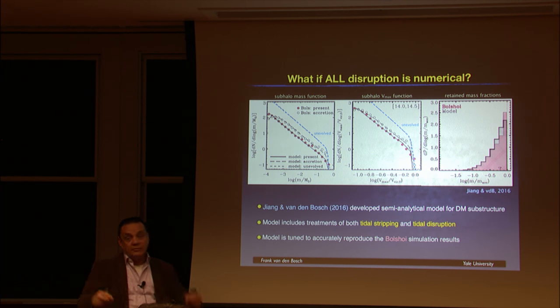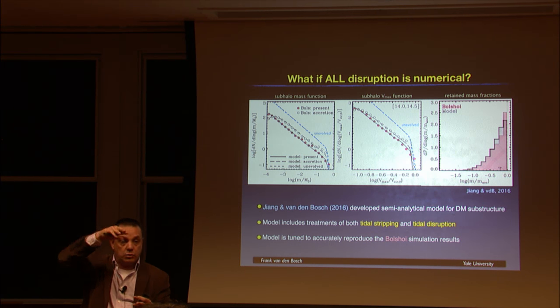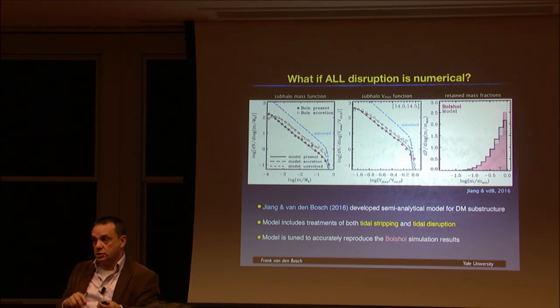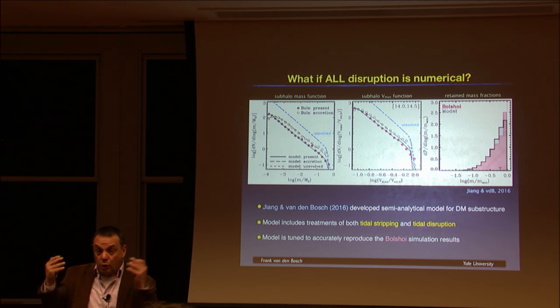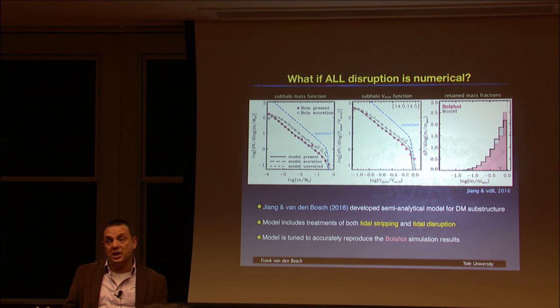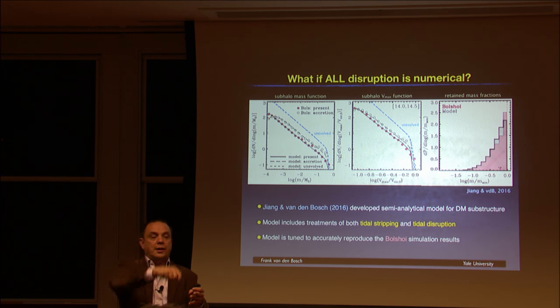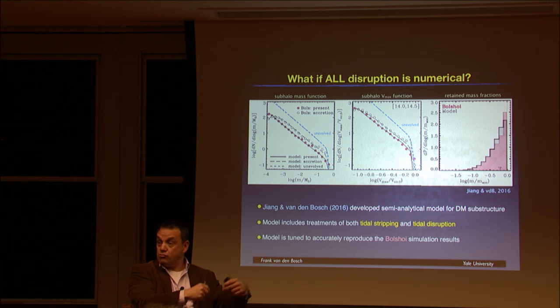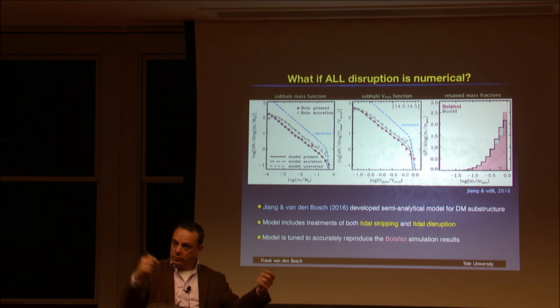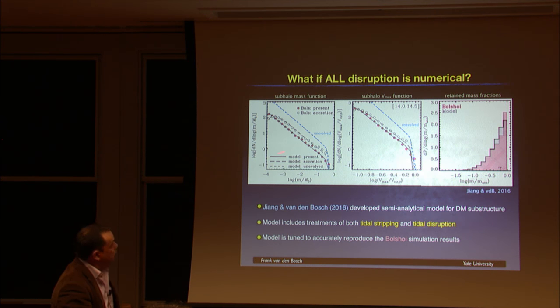So what we did there is we have this merger tree. We know when halos accrete, and then we have a model for the mass stripping as the halo orbits around, and then we included disruption. Now, we had no clue how to model disruption because we didn't understand it. So what we did is we just went to the Bolshoi simulation, looked at the demographics of when subhalos disrupt, and put that into the model so that we can reproduce Bolshoi. Okay, so it's not much of a model, but we could reproduce Bolshoi.